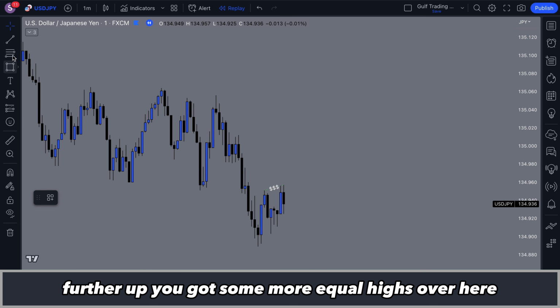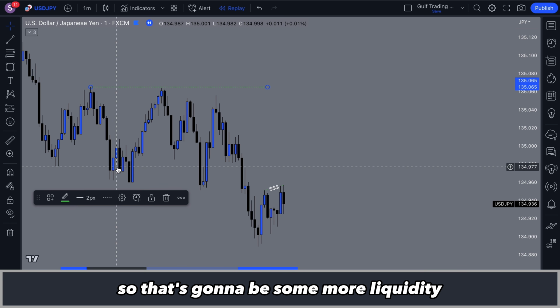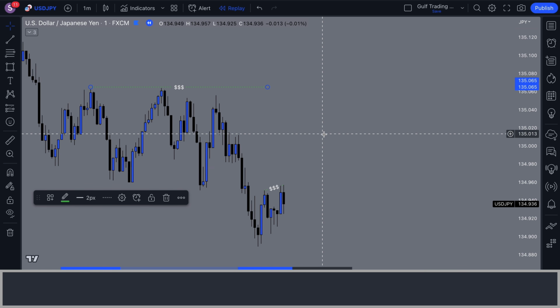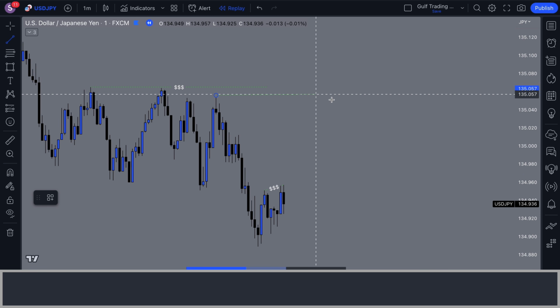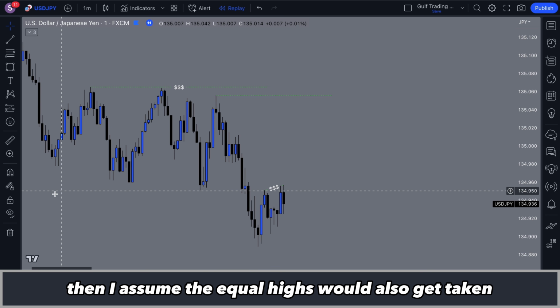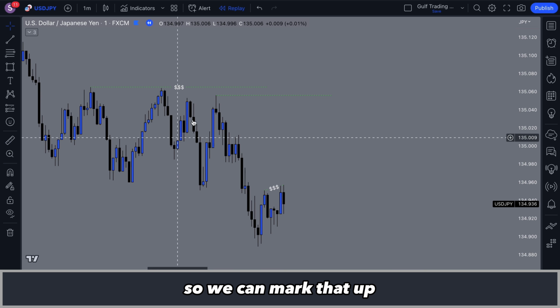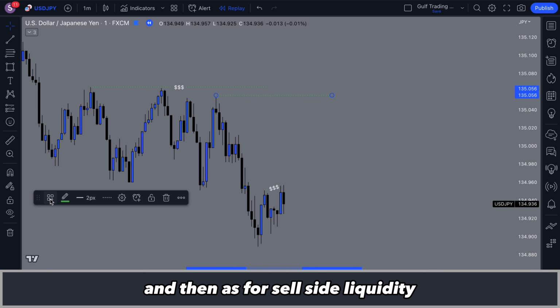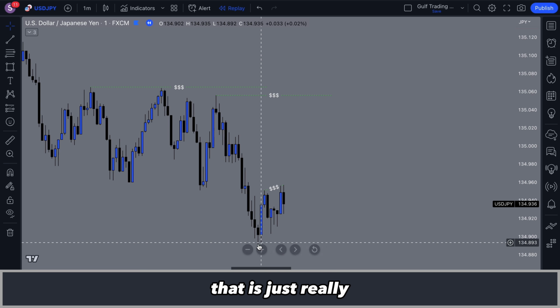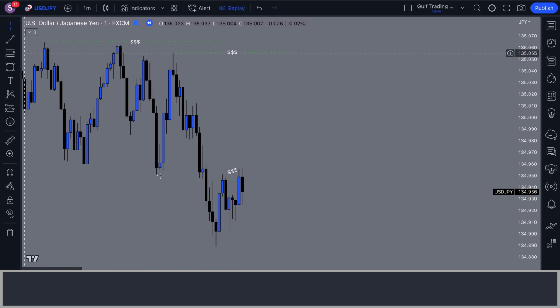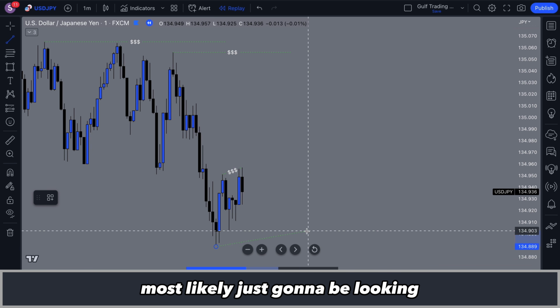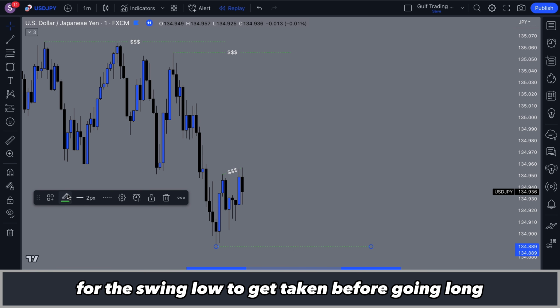Then further up, you've got some more equal highs over here. So that's going to be some more liquidity. And then possibly just this bit below. But if that gets taken, then I assume the equal highs would also get taken. So we can mark that up. And then as for sell side liquidity, you could class all of this as some liquidity, but most likely just going to be looking for the swing low to get taken before going long. So that looks good for me.